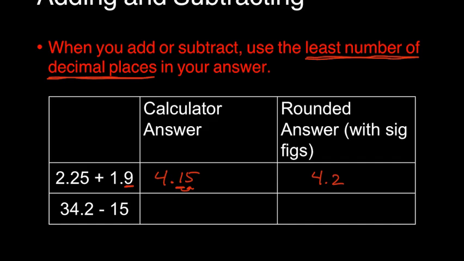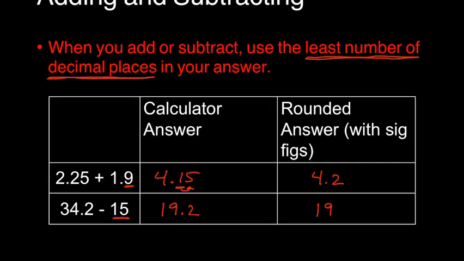All right, let's look at our next one. 34.2 minus 15. We plug it into our calculator and we get 19.2. In this case, we go back to our original numbers again. We see that 15 has no decimals. So our final answer should have no decimal places. Because 19.2 should have no decimal places, we just lop off the 0.2, giving us 19 as the final answer.